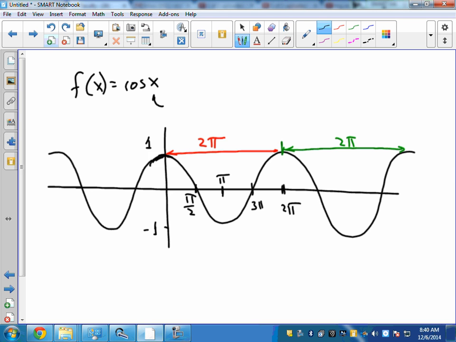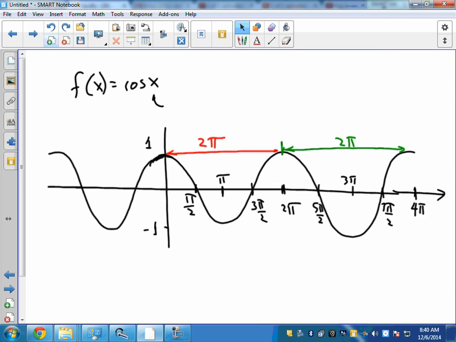This is 3 pi over 2. This is, again, 5 pi over 2. This would be 6 pi over 2, which we would normally write as 3 pi, of course. This would be 7 pi over 2. And then the second full cycle would be over here at 8 pi over 2, or 4 pi. And the wave will continue like this forever, both in the positive and the negative direction.